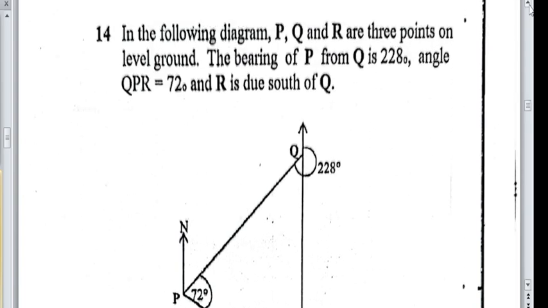Okay, let's look at it. This is a question on bearings. In the following diagram, P, Q, and R are 3 points on level ground. The bearing of P from Q is 228 degrees, angle QPR is 72 degrees, and R is due south of Q. Then what do they want us to find now?